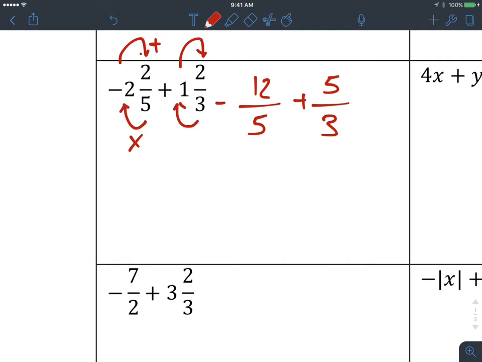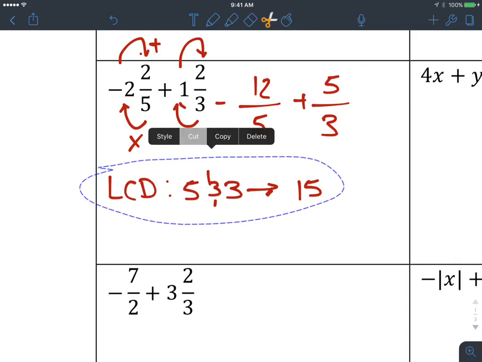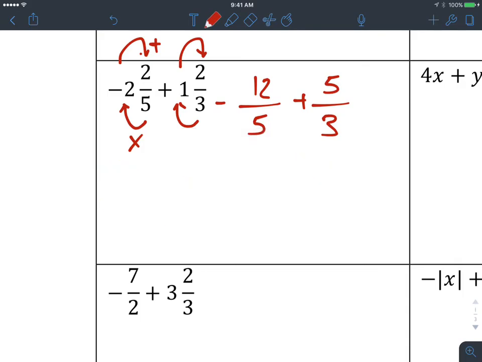And now I have to find the least common denominator of 5 and 3. That's supposed to be an and sign. And the least common denominator of 5 and 3 is going to be 15. So I'm going to put both of these fractions over fractions that have a denominator of 15.